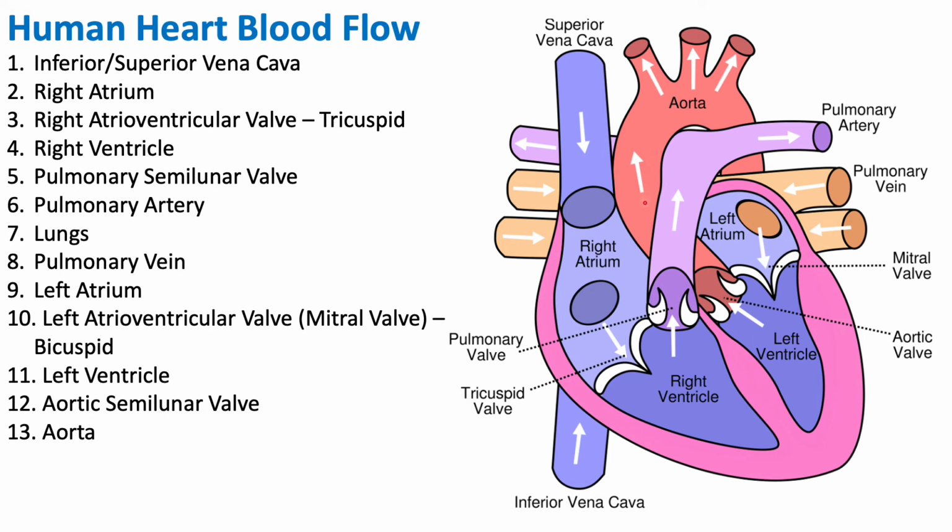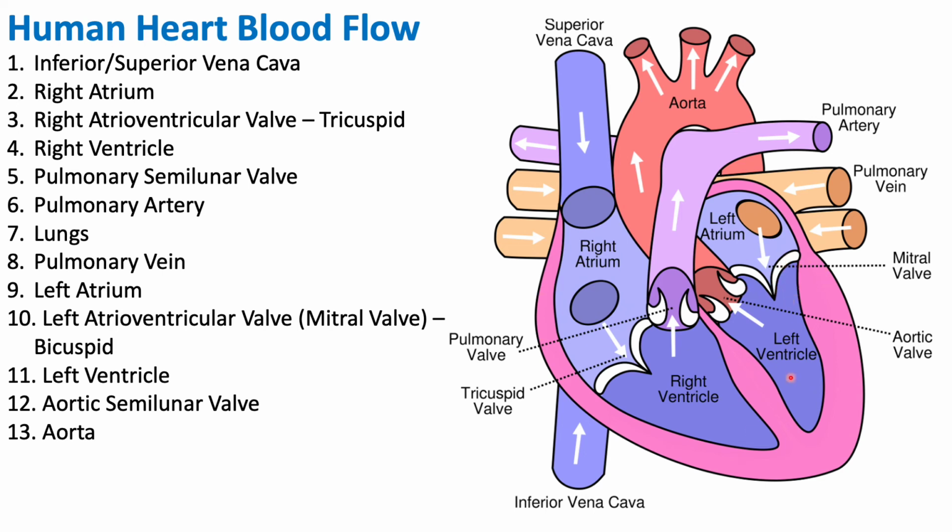Now, the last thing to mention, once again, is that over here we see a tricuspid valve. This is also a tricuspid valve, the pulmonary semilunar valve, and the aortic semilunar valve is also tricuspid, but this mitral valve, or the left atrioventricular valve, is a bicuspid.